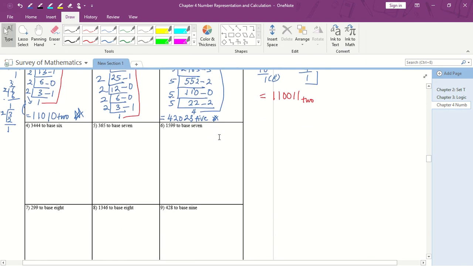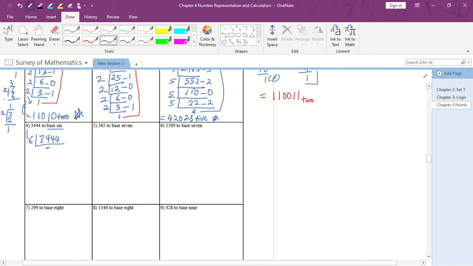So let me just go through it and just get the idea and try to practice, and you will get the idea on how to do this. So 3444, we need to change it to base 6. That's why we divide by 6. Okay?